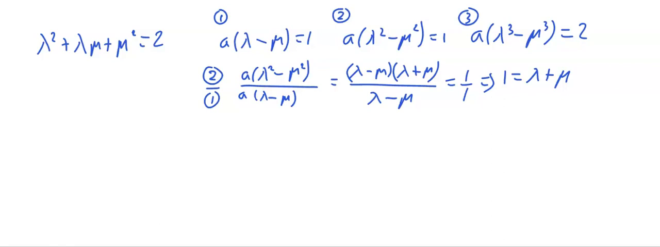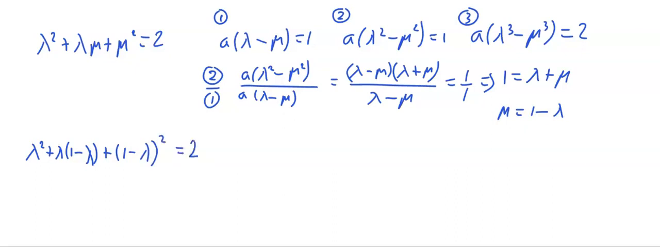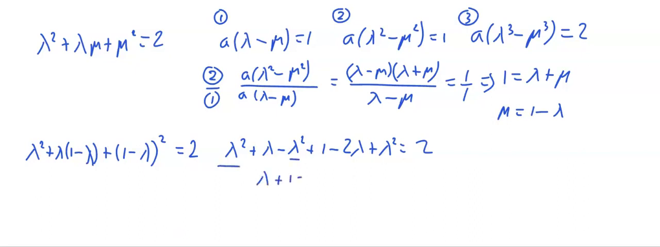And so we now know that 1 equals lambda plus mu, and we can now substitute that into the equation we have to solve. And so I'm going to say that mu equals 1 minus lambda. So I have lambda squared plus lambda times (1 minus lambda) plus (1 minus lambda) all squared equals 2, and that gets me a quadratic, which is lambda squared plus lambda minus lambda squared plus 1 minus 2 lambda plus lambda squared equals 2. And so we can see that they go. And we have lambda plus 1 minus 2 lambda plus lambda squared equals 2. And so we have lambda squared minus lambda minus 1 equals 0.